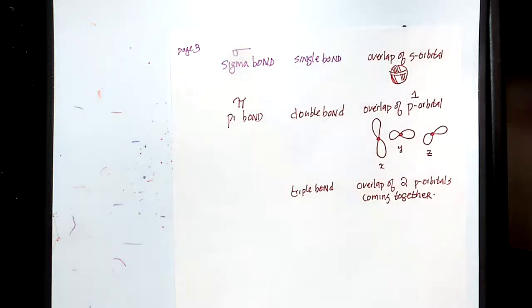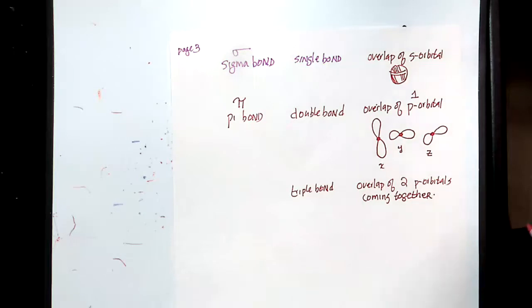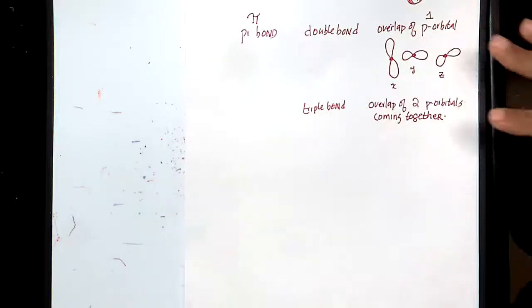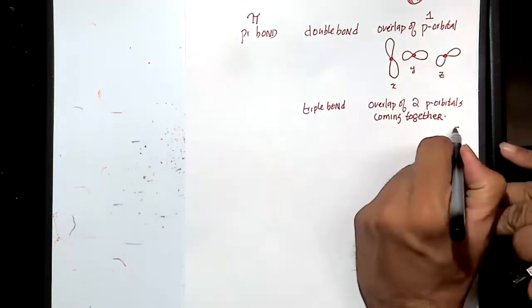So while a double bond is one p orbital overlap between two atoms, a triple bond is two p orbitals overlap coming together. Let me give you some examples. The example I'd like to show you is a molecule known as formaldehyde.